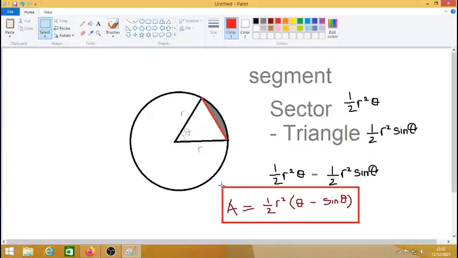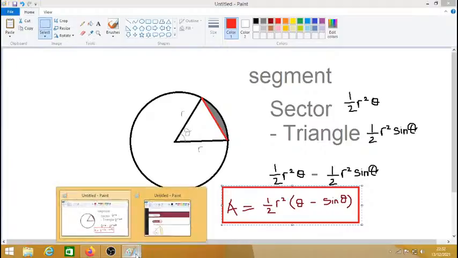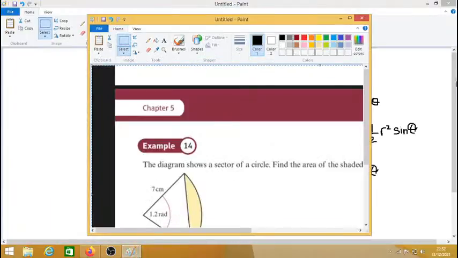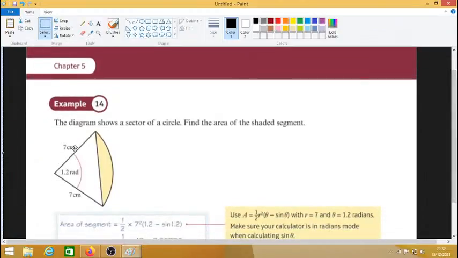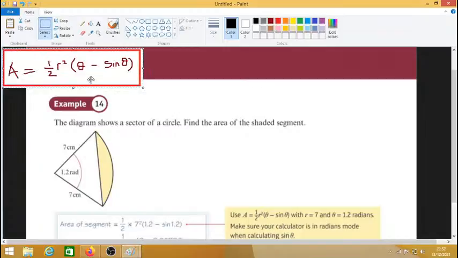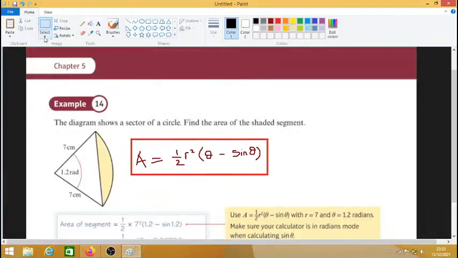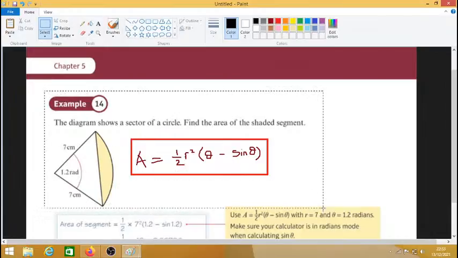Okay, let's try and use that with an example with some numbers. So on the next page, we have example 14 from the book, where we've got the sector, then we've cut out the triangle, and in yellow is the segment we want. The radius is 7, and the angle in between is 1.2 radians. So let's see if we can use that formula now with some numbers from that picture.